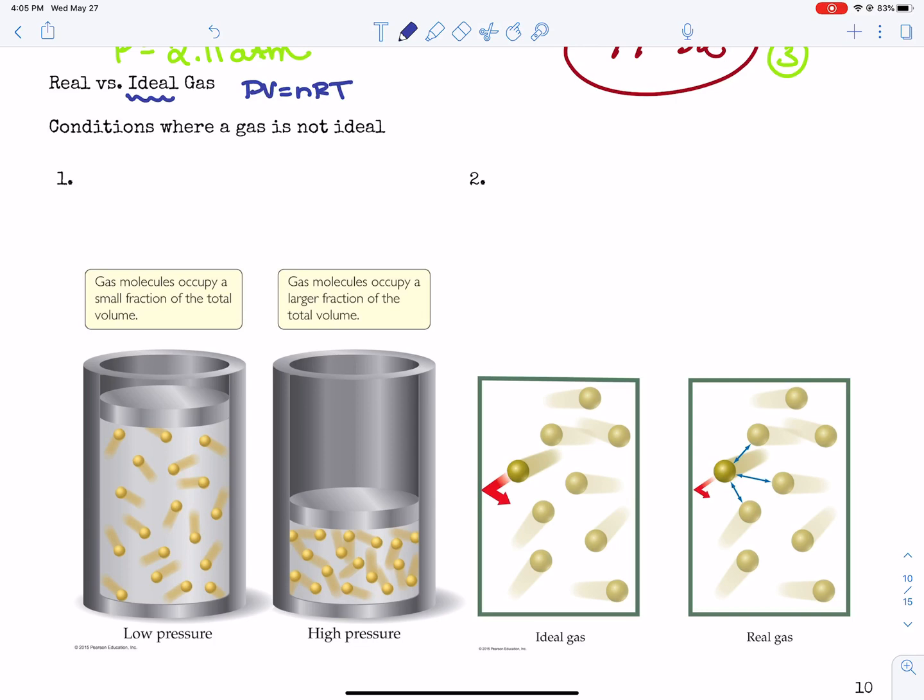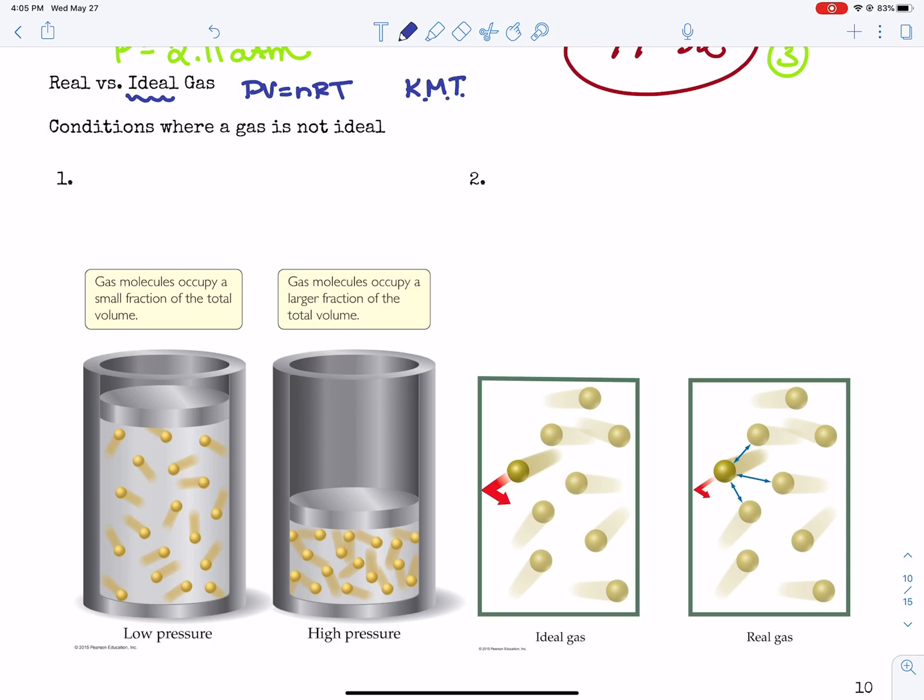The ideal gas law basically says pressure times volume equals n, the number of moles, times the gas constant times the temperature. But that's only true if you have an ideal gas. What is an ideal gas? An ideal gas is a gas that completely follows the kinetic molecular theory. So go back to chapter 13 and reread what the kinetic molecular theory is.